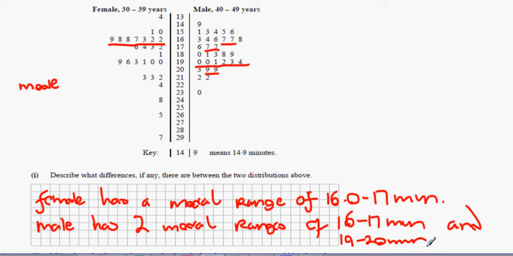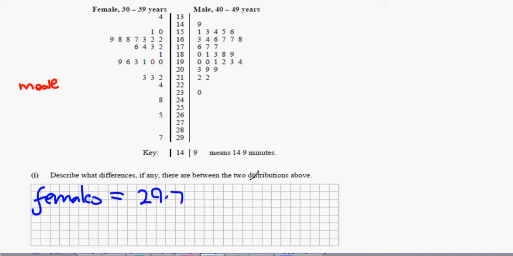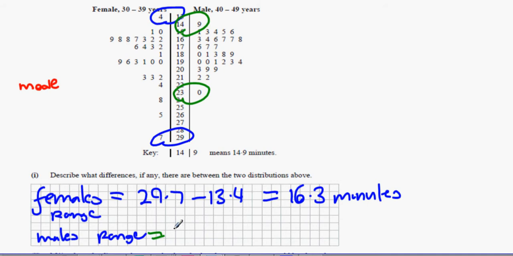Okay, so that's one. Now another one could be the range. You could do the range of values. The range for the females. Now remember what I mean by range. Range is the top value minus the bottom value. So the range is going to be 29.7 minus 13.4. This one here and this one here, take them away from each other, and we get 16.3 minutes. Okay, so that's the female's range. And the male's range is going to be 23.0 minus 14.9, and what we get here should be 8.1.